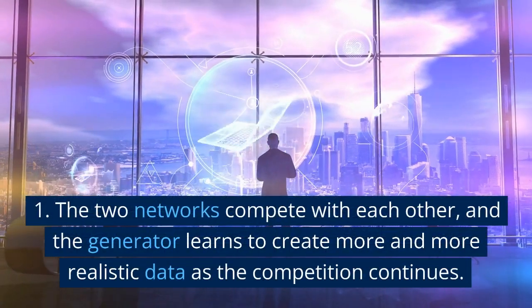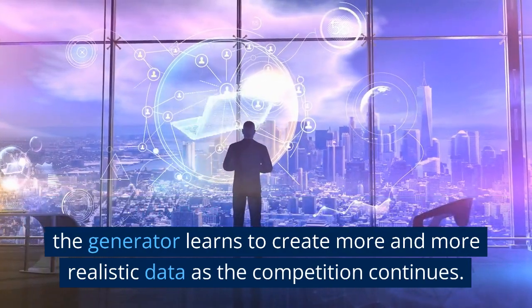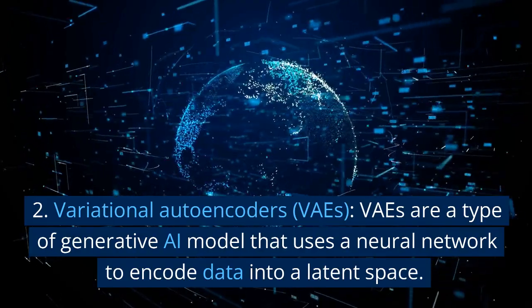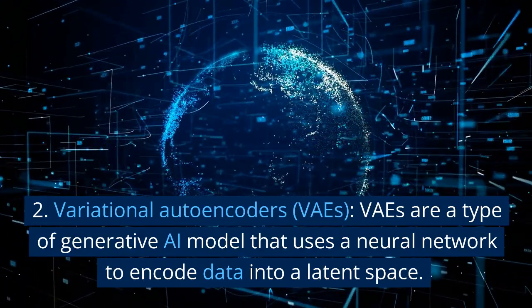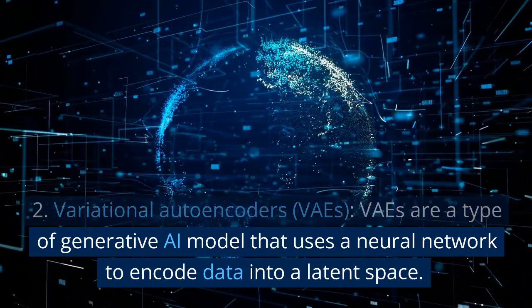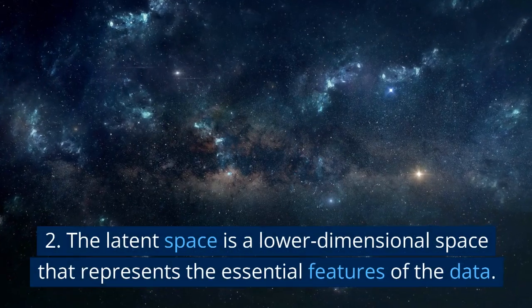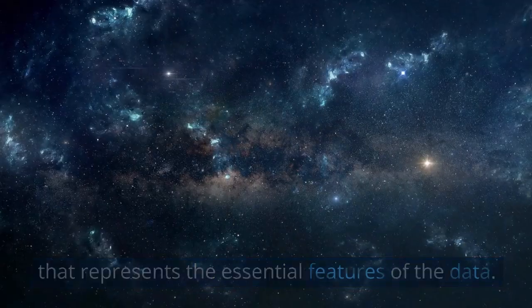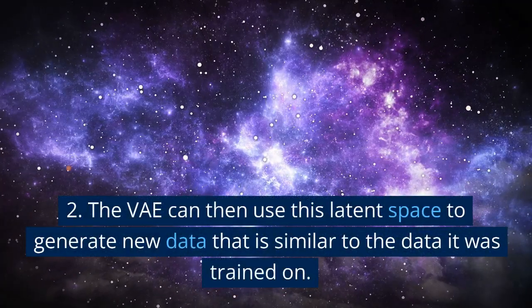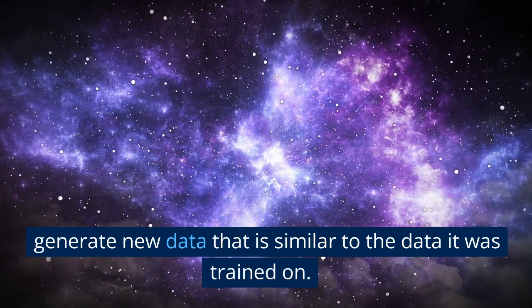The two networks compete with each other, and the generator learns to create more and more realistic data as the competition continues. 2. Variational autoencoders, VAEs. VAEs are a type of generative AI model that uses a neural network to encode data into a latent space. The latent space is a lower dimensional space that represents the essential features of the data. The VAE can then use this latent space to generate new data that is similar to the data it was trained on.